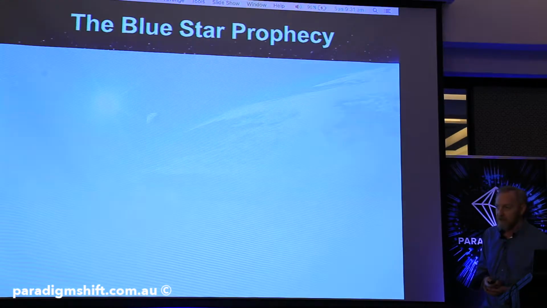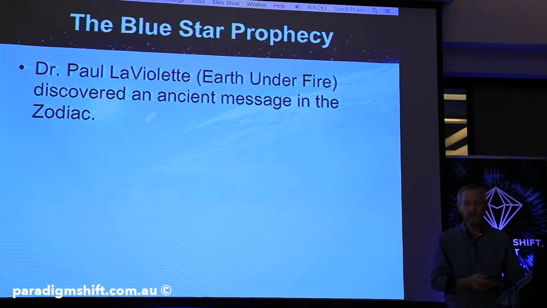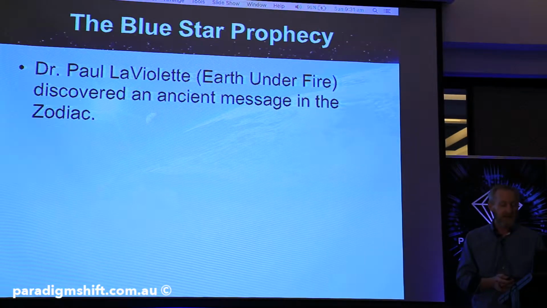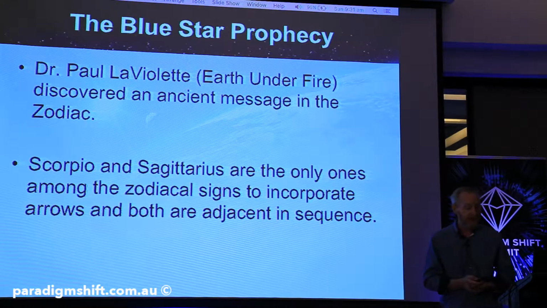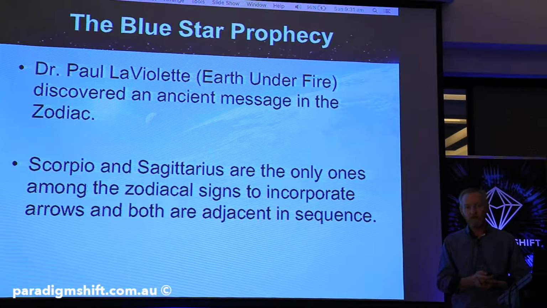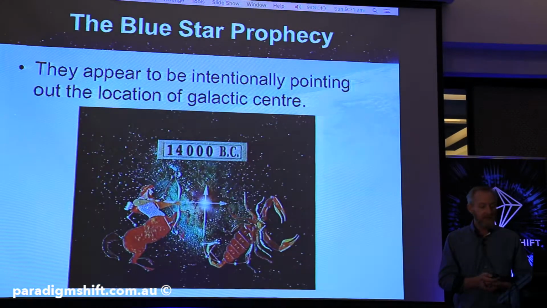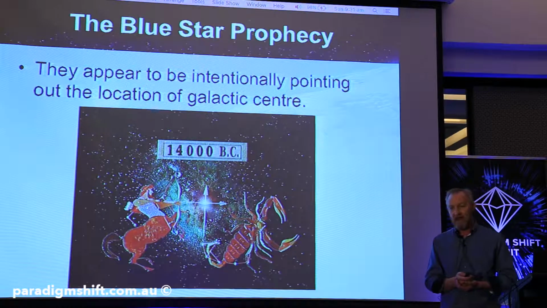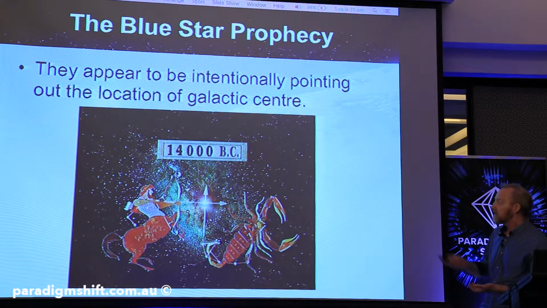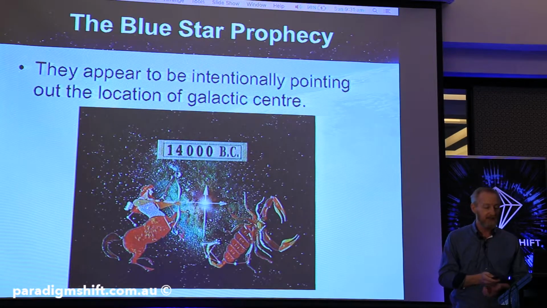Okay, so these extracts I've taken from Paul Levialat, his DVD Earth Under Fire, if you're interested in seeing the whole thing. Paul basically discovered a message in the zodiac where he found that Scorpio and Sagittarius are the only ones in the zodiac that have arrows or pointing something, okay? So they appear to be pointing out the centre of the galaxy. Okay, do you understand what I'm saying? So 14,000 years ago, they actually lined up exactly where the centre of the galaxy is.